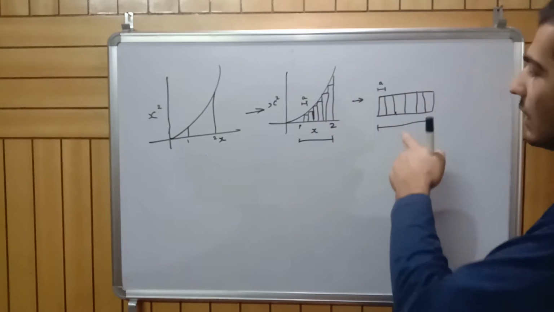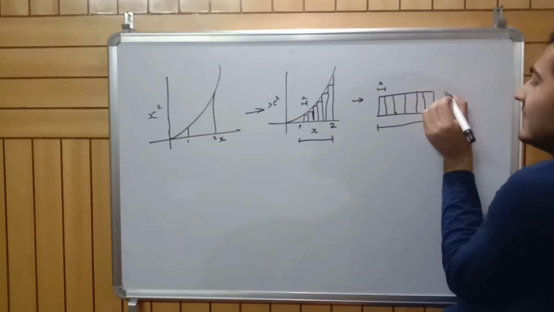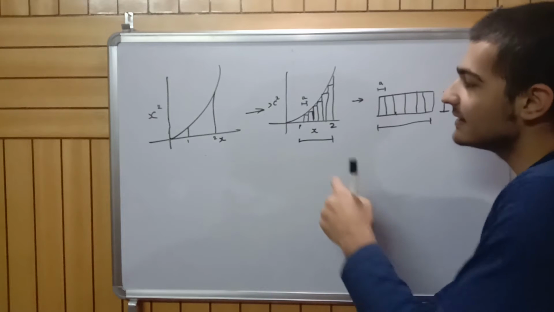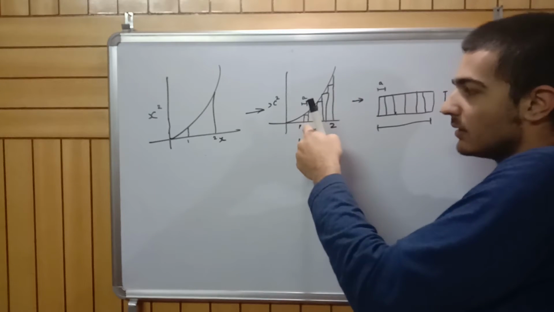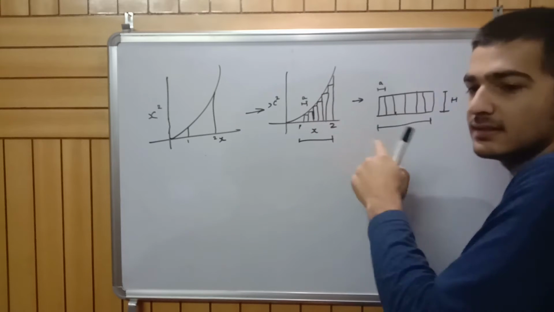Now what is the area of this whole figure? Let us say this height is capital H, and let us say the height of all these rectangles is h1 for the first rectangle, h2 for the second, h3, h4, h5, h6, for the 6 rectangles.